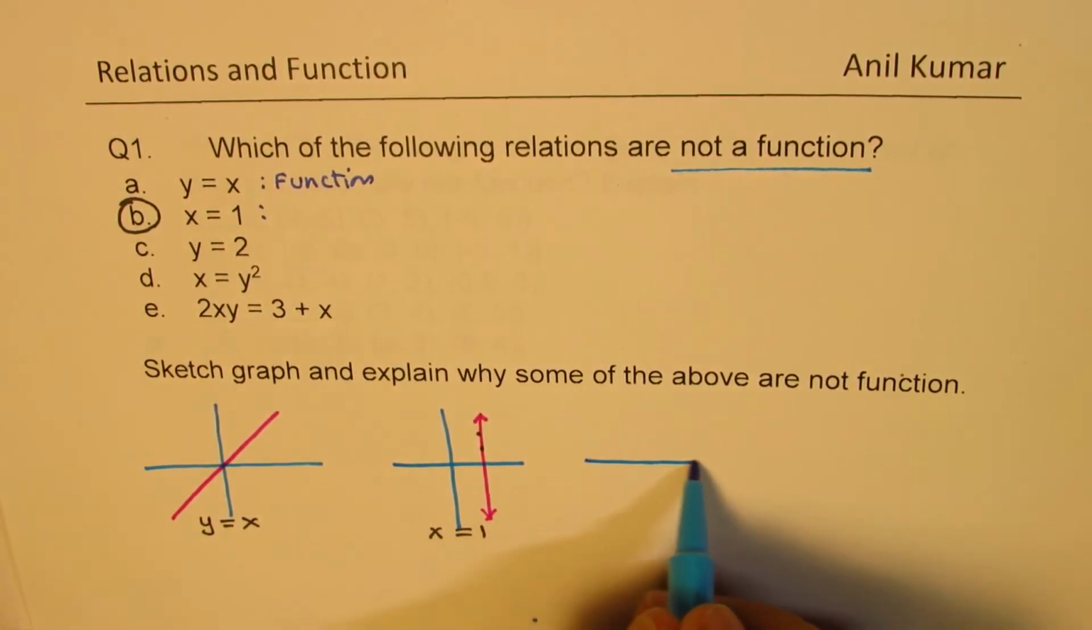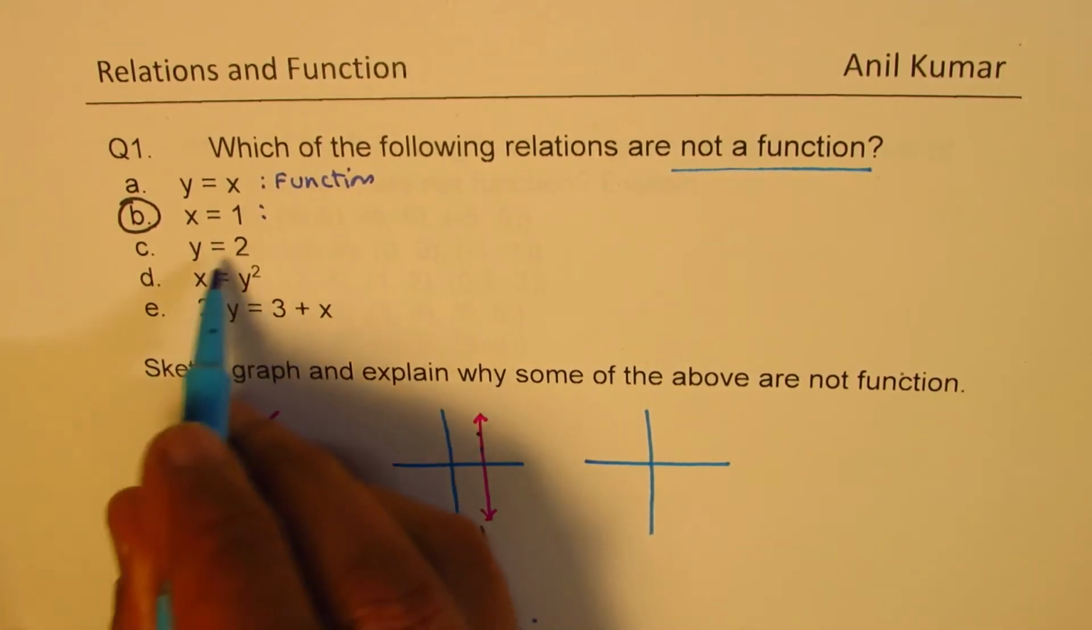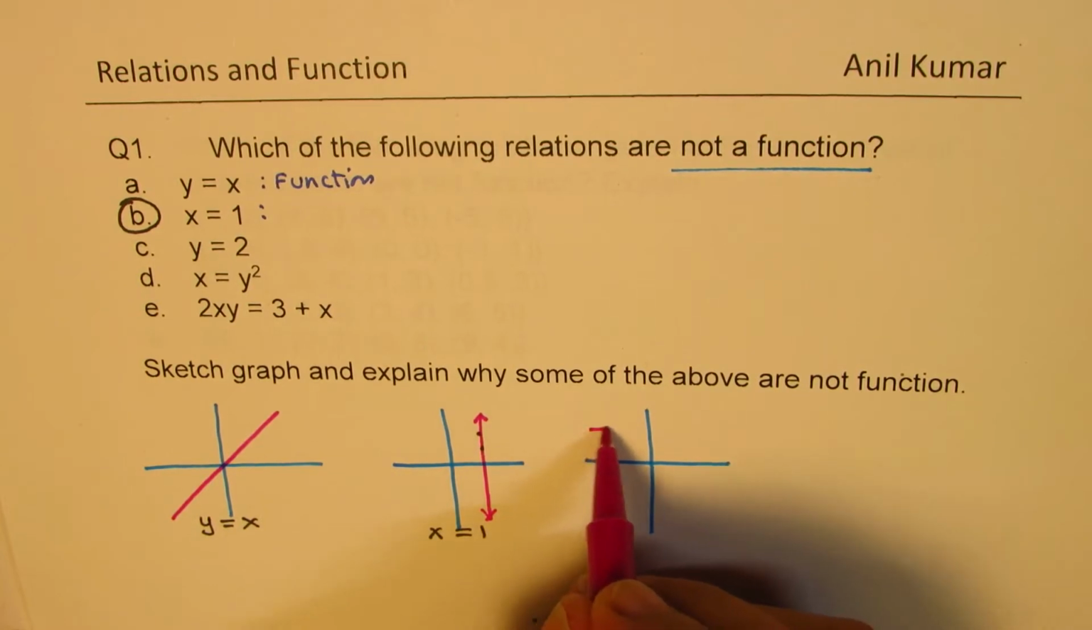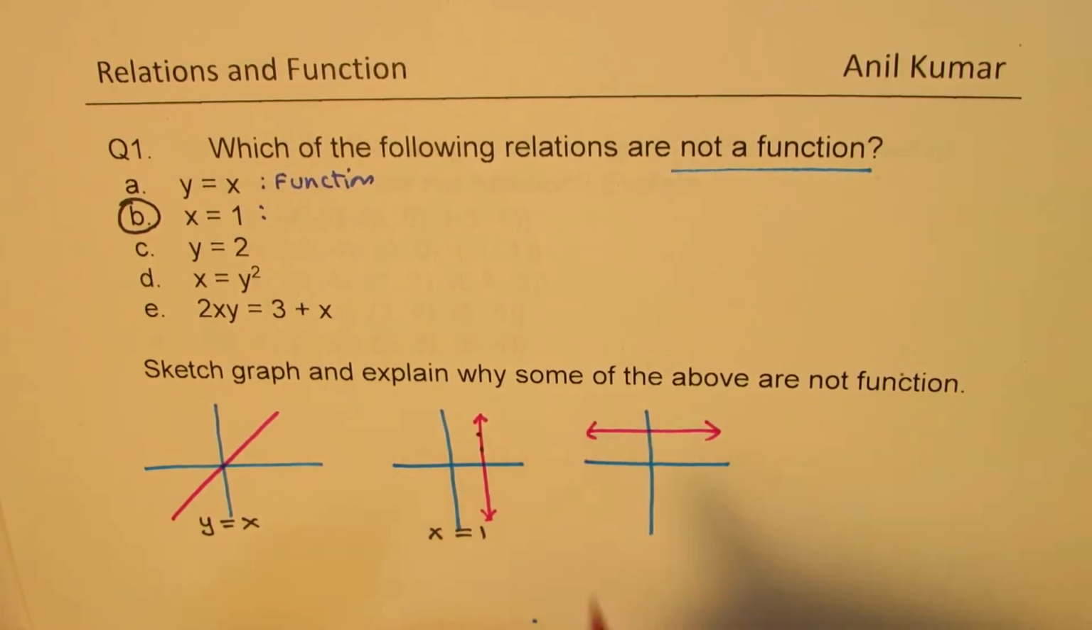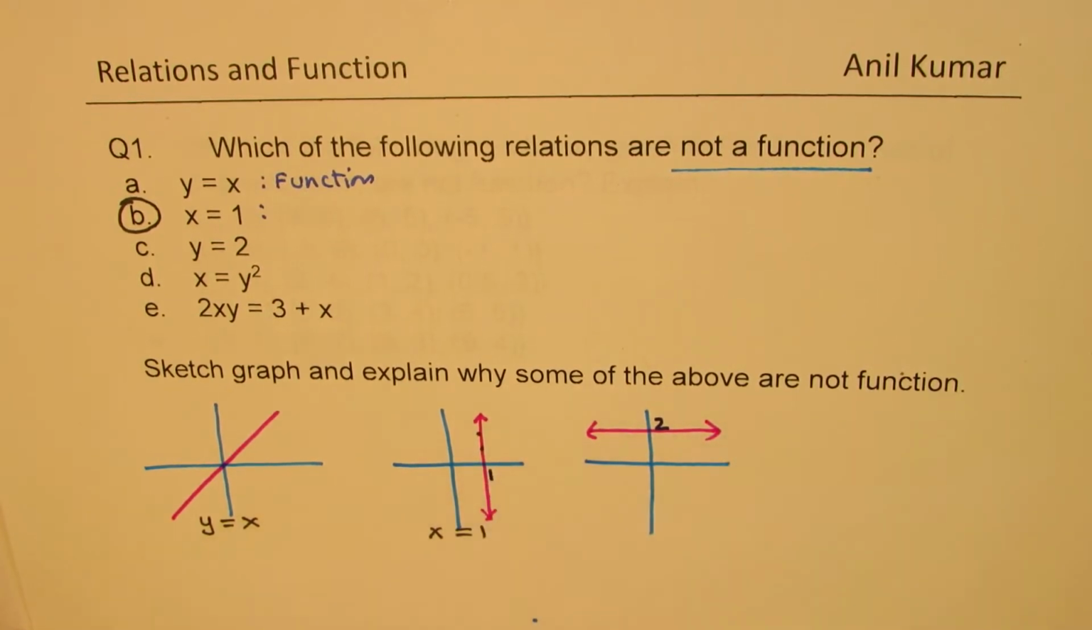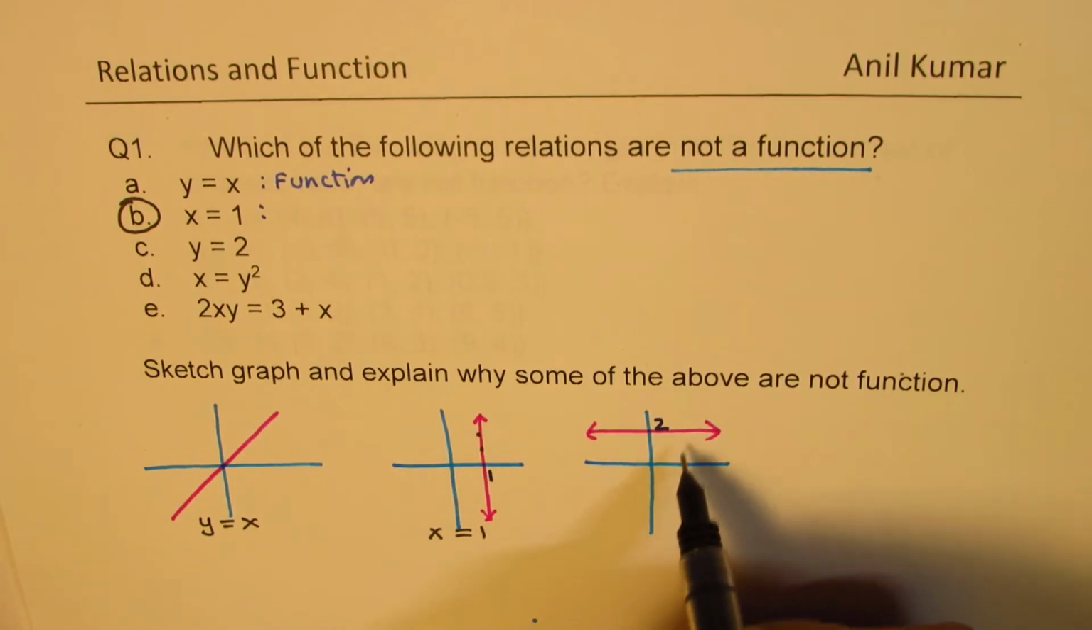Then the next one for us is y equals 2. When I say y equals 2, basically it is a horizontal line where each and every value is 2, right? So this was x equals 1. You will see that this is a function since it passes the vertical line test, right?